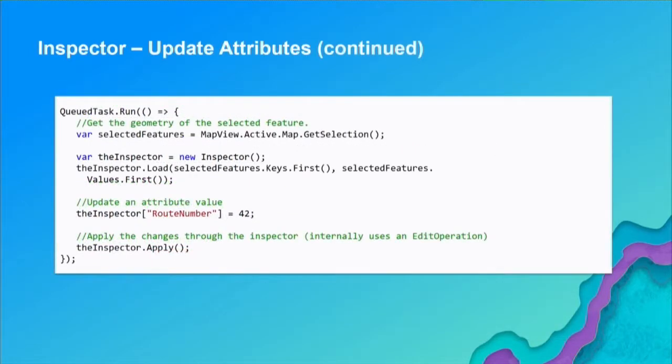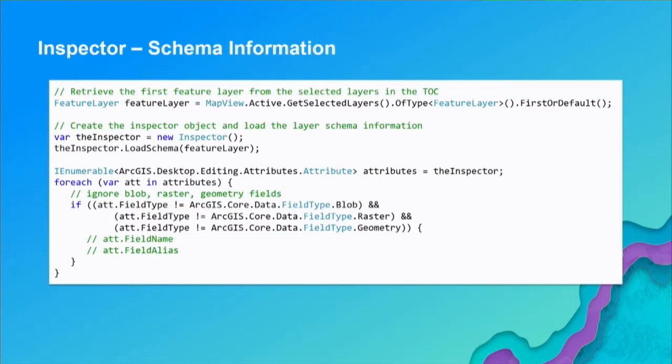An even shorter version does the same, getting the selection, but we can actually also call the apply method on the inspector itself. And this will, internally, do an edit operation. And so even this way, we're ending up on the undo and redo stack.